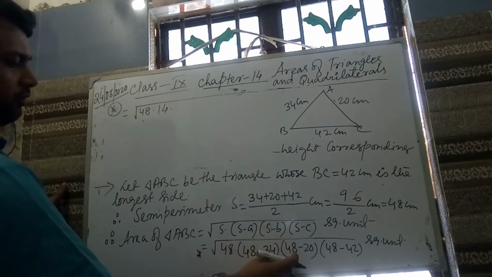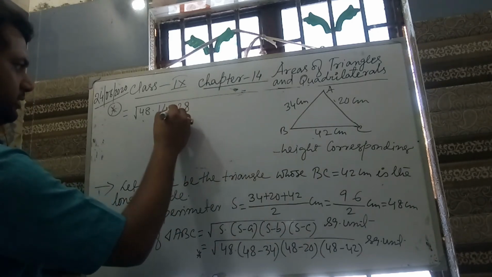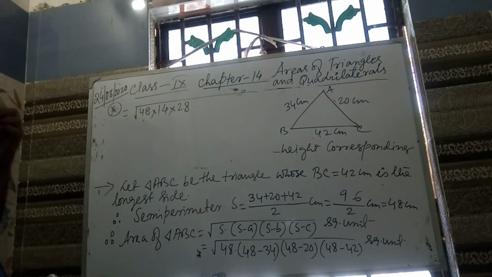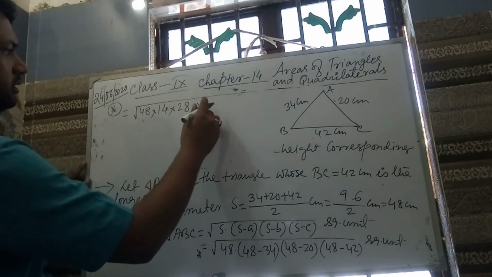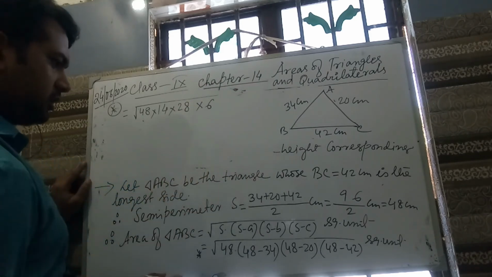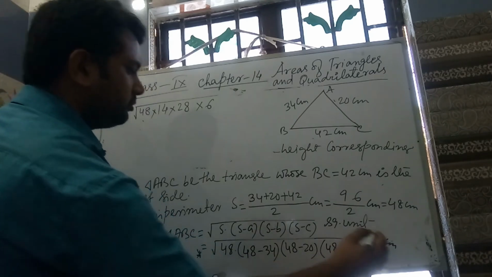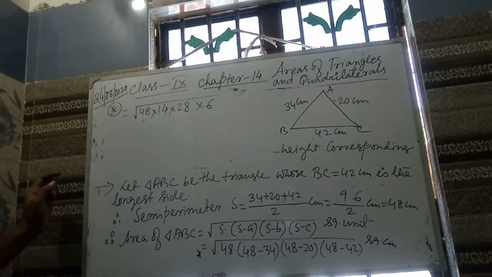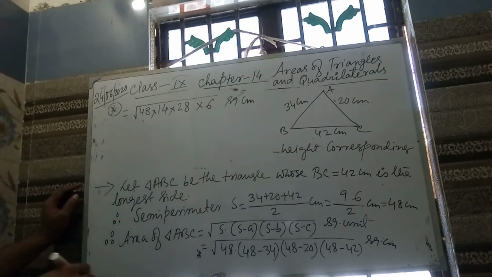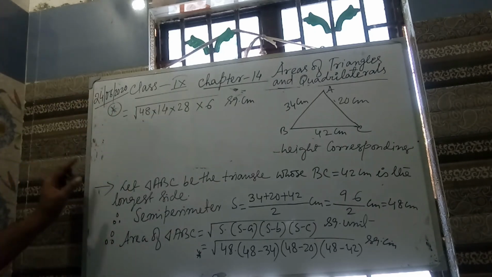Then 48 minus 20, that is 28. And 48 minus 42, that is 6. This much square centimeter. You can write square centimeter here because all the sides are in centimeter. Exactly similar with the previous sum.